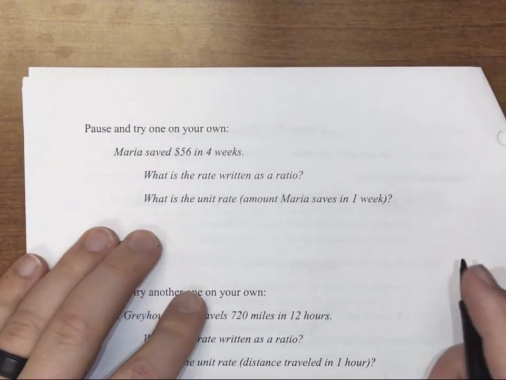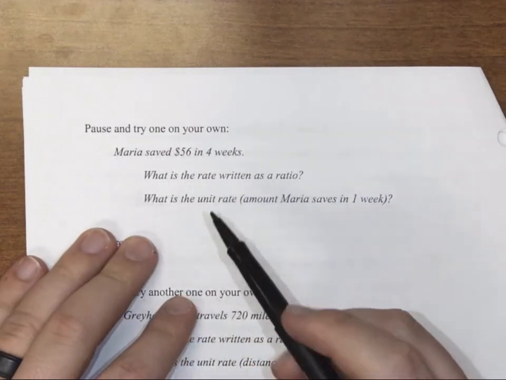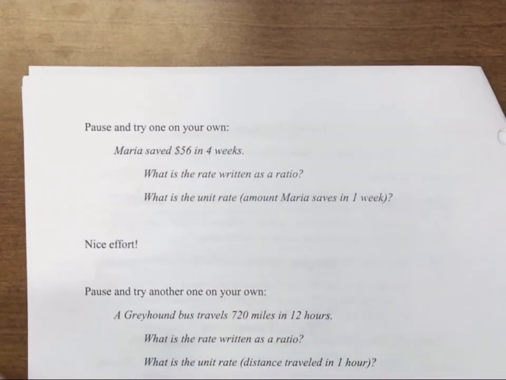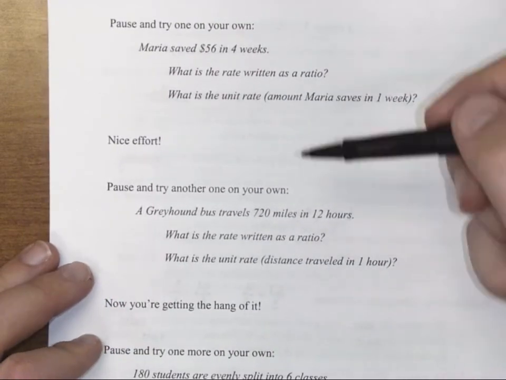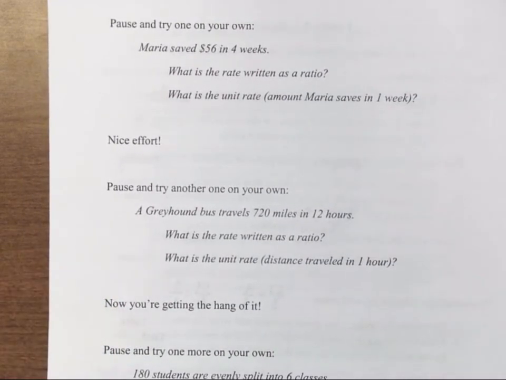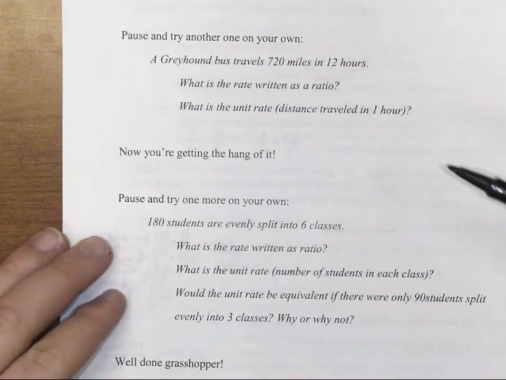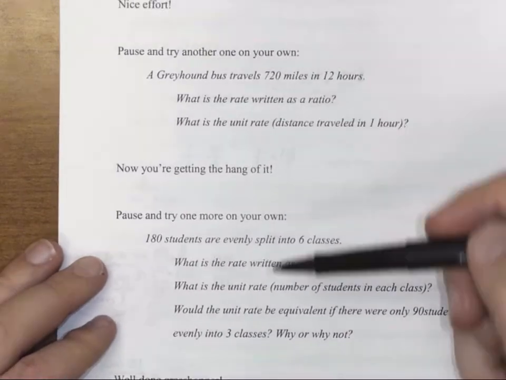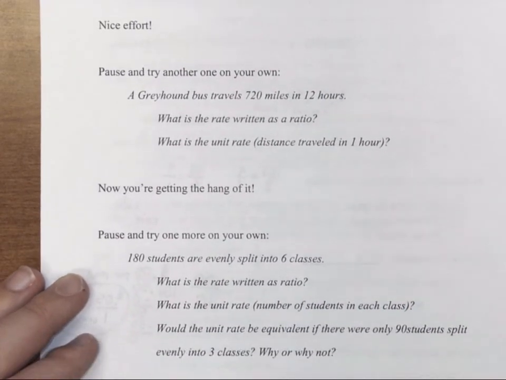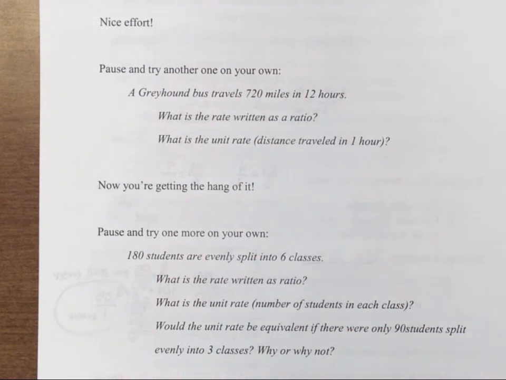Let's pause and try to find the unit rate of this problem. Remember, we're talking about money, so money is going to go first. So we're going to set up our rate ratio of $56 that you saved in 4 weeks. Then you need to divide to find the unit rate. Okay, we have 2 problems to try here on your own. When you finish those, there's a third down here. So you have 3 unit rate questions. Pause and try all 3, and then we will go over them as a class in a few minutes.